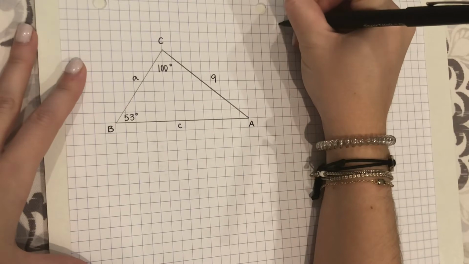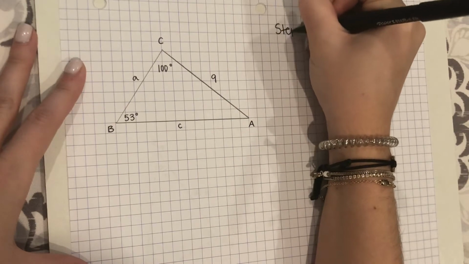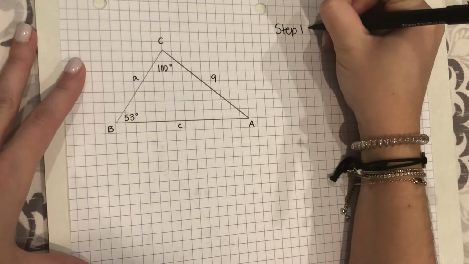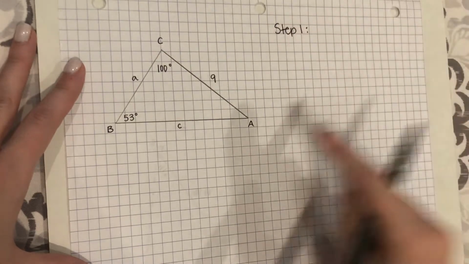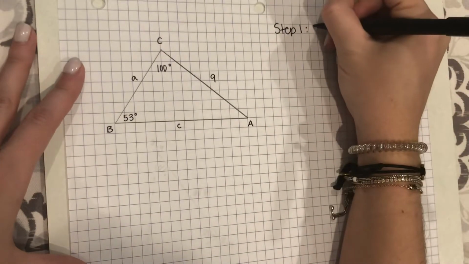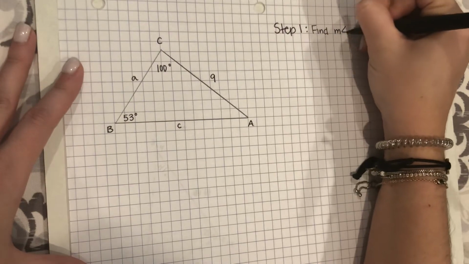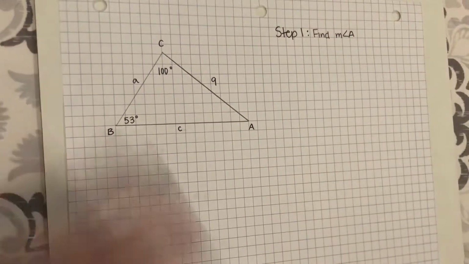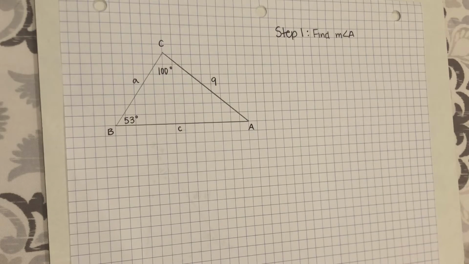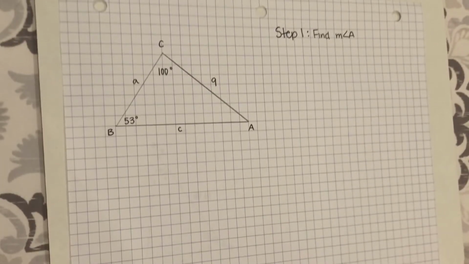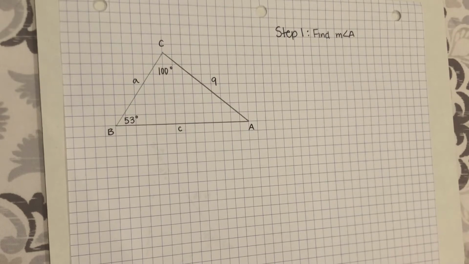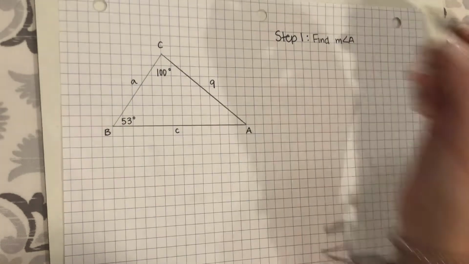So step one, I'm gonna find my missing angle. My missing angle here is A. So I'm gonna find the measure of angle A. What's important about triangles is that all three angles add up to 180 degrees. So you're going to use that to solve for the measure of angle A.